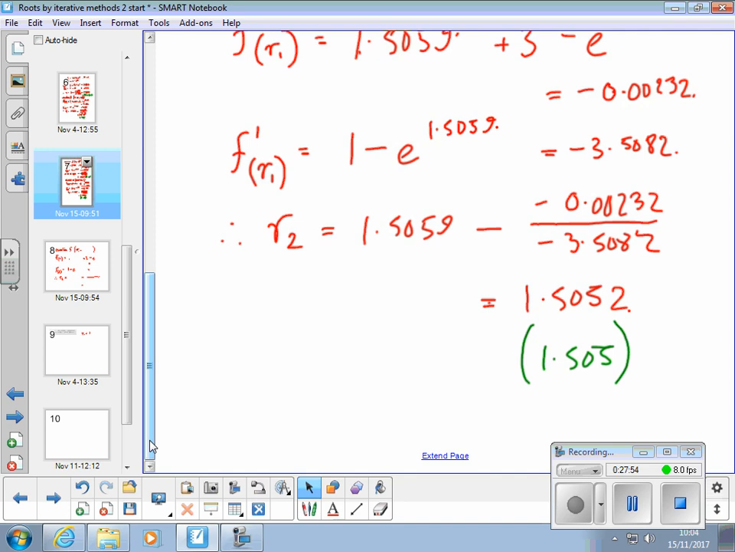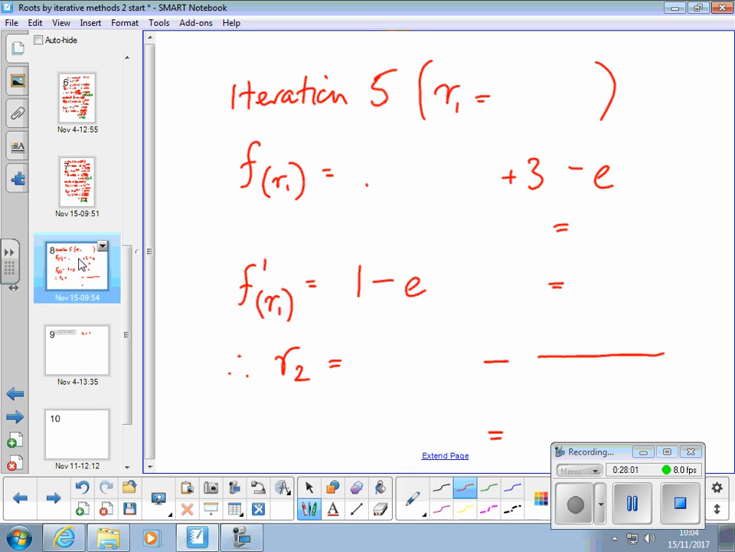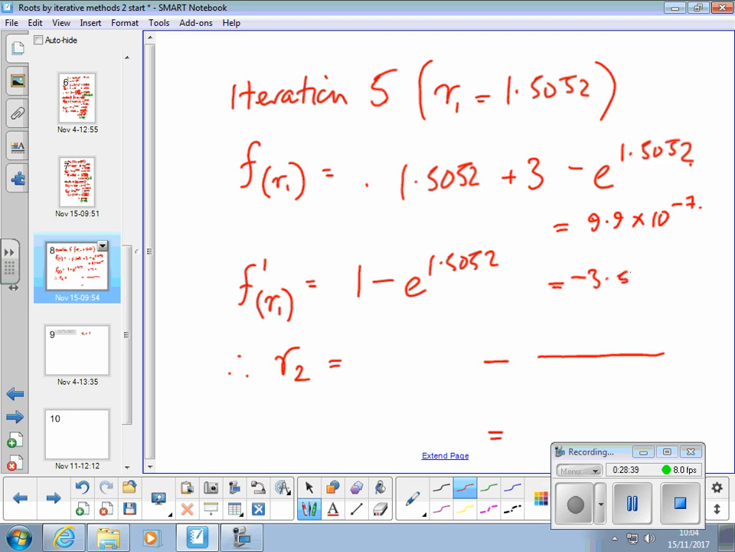And when you do the last one, 1.5052. You get a result here of something to the minus 7, and that's 3.5052.